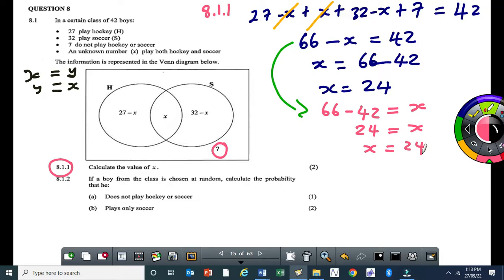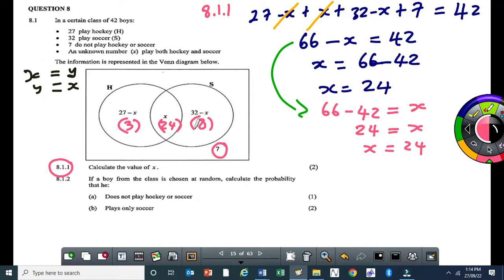Right. So let's carry on now. Now that we found X, let's put X there. So 27 minus 24 will give us a 3. So this will be a 3, and this a 24. Then 32 minus 24, that will be 8. Are you following? Then let's answer the probability question.